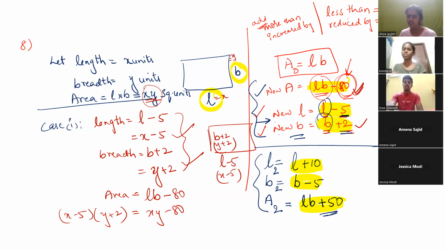If this is clear, the second case you can write easily. Let me know, ma'am, if you have any doubt. How to find area? Area is length into breadth, beta. So I just wrote it here. Length is X minus 5, breadth is Y plus 2.